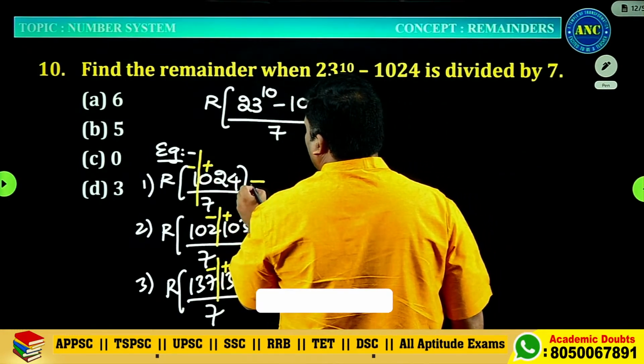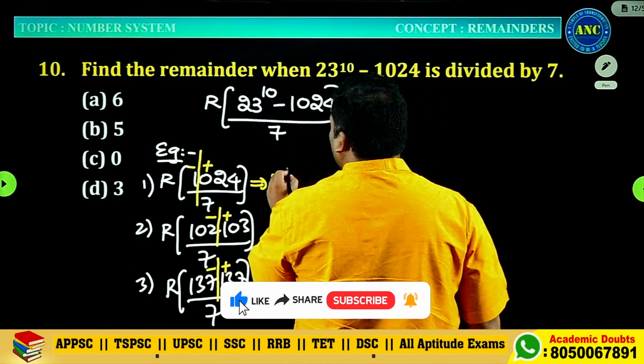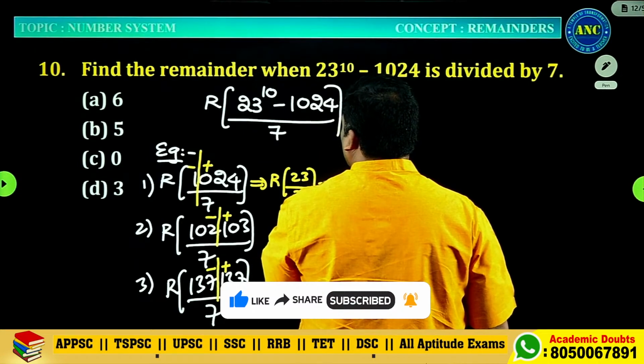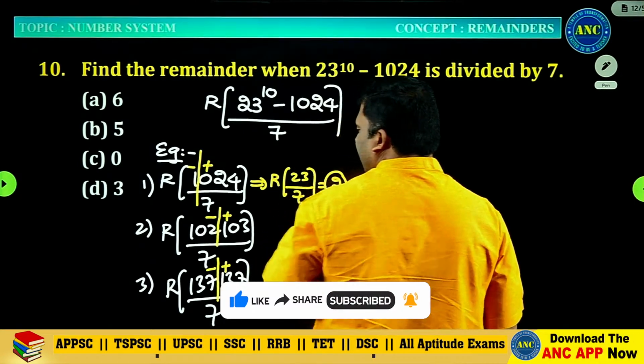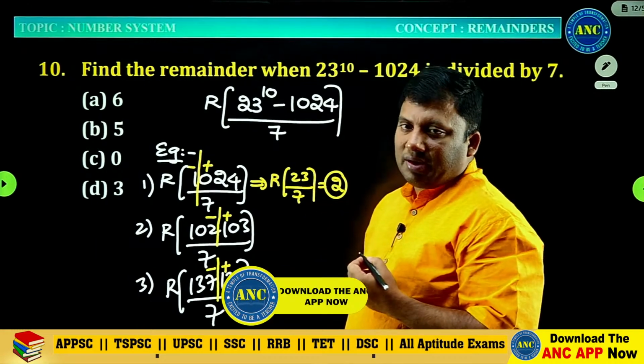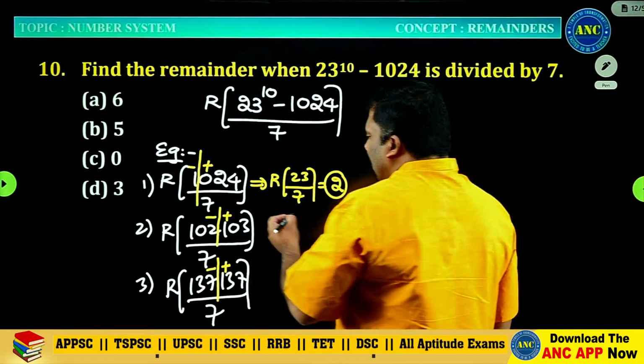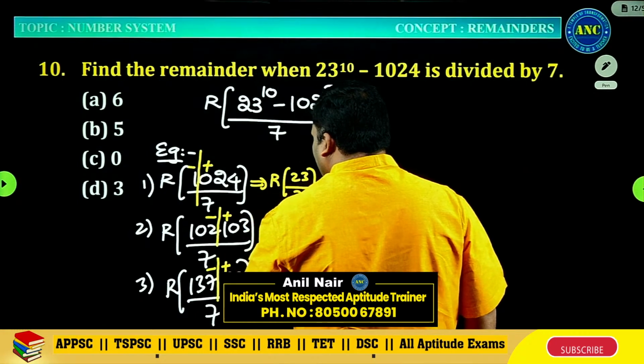24 minus 1, 23. 23 divided by 7. 7 3s are 21. The remainder is 2. If the number of digits is more, the process will become a little easy. 103 minus 102, it is 1.